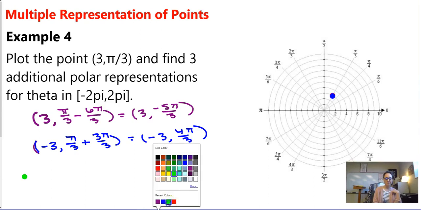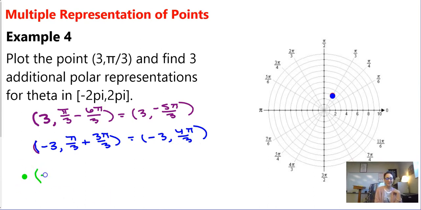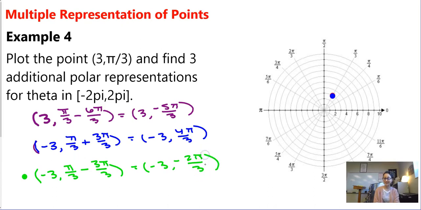We want one more. So this time, again, I'm going to make R negative. For theta, I'm now going to subtract half a rotation. So subtract how much? Subtract pi. So I'm going to subtract 3 pi over 3. So I've got negative 3 comma negative 2 pi over 3. So now I've got a negative both in R and theta.